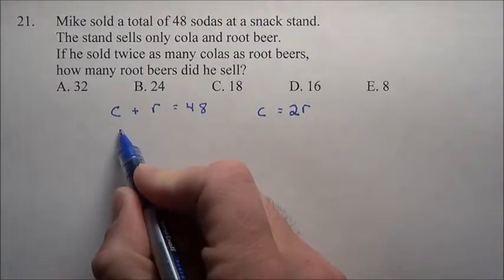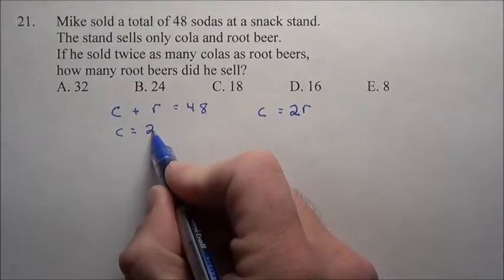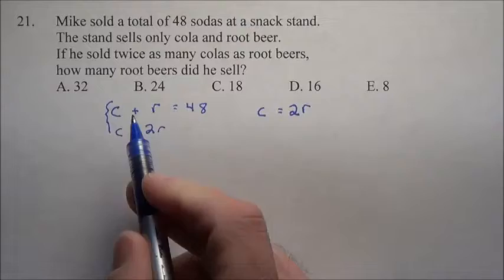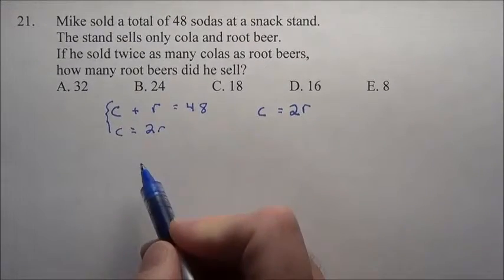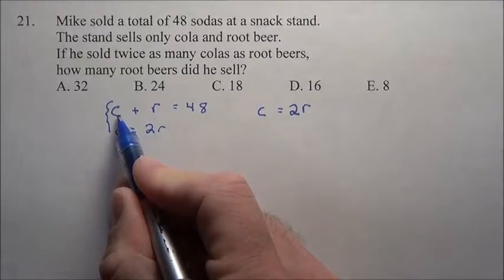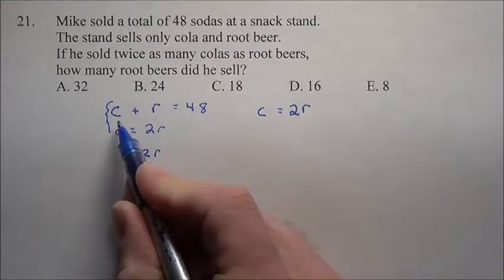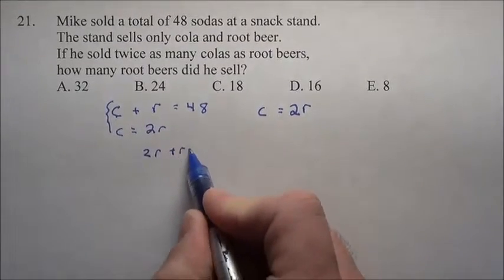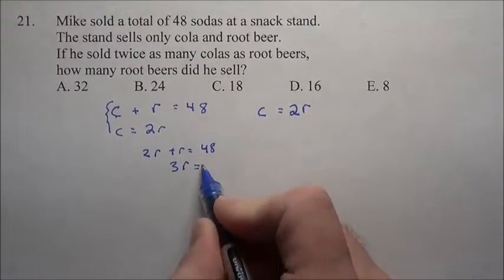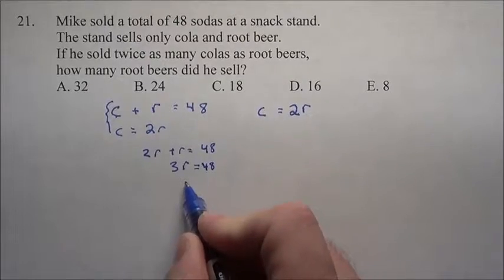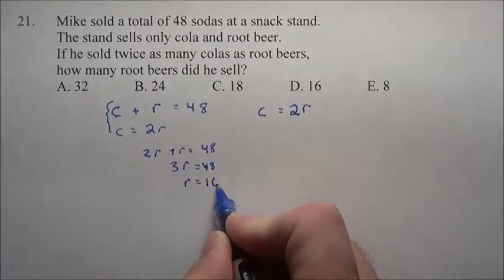Now notice this is a system of equations. I have C equals 2R here, and I'm trying to solve what's going to make this true and this true. Right here, C equals 2R. Boom! Simply do substitution. I replace that C right there with 2R. So 2R plus an R adds up to 48. So 3 times the number of root beers sold is 48. That gives me, divide by that 3, you're going to get 16.